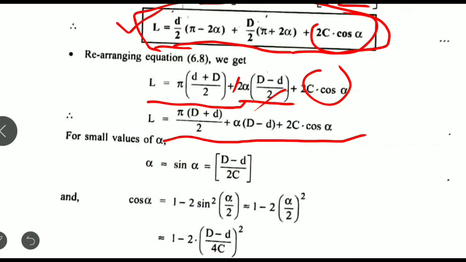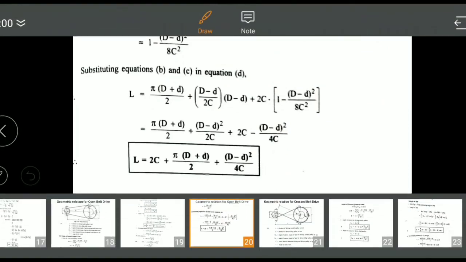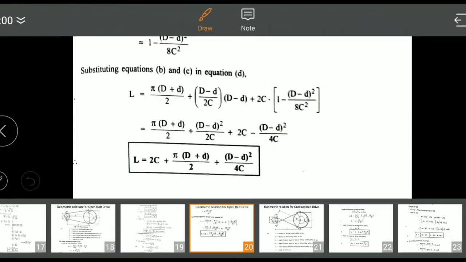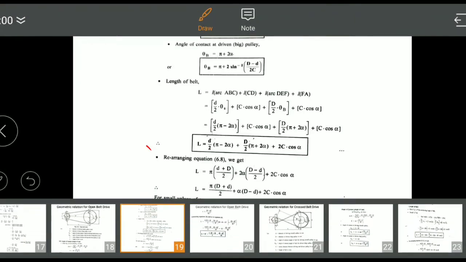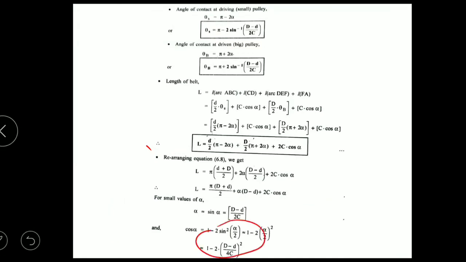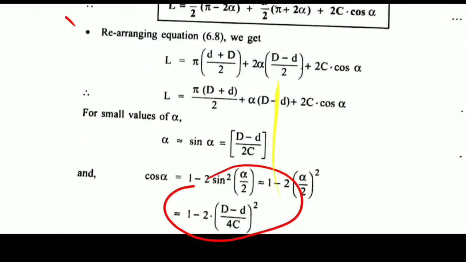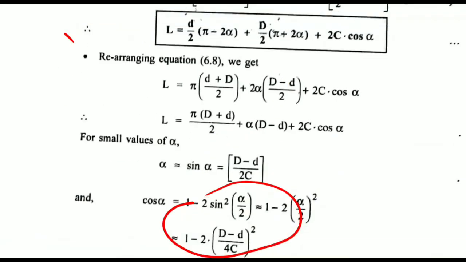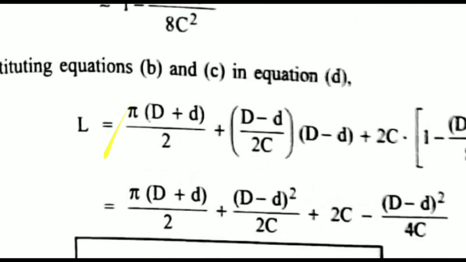Clear? So this equation and this equation I will directly put in the length equation. So I will get 1 minus D minus d whole square divided by 8c square. How does 8 come? See, it is 1 minus 2 into D minus d whole square, divided by 16c square, and the numerator is 2. So 2 divided by 16 will be 8. That's why it will come 1 minus D minus d bracket square over 8c square.